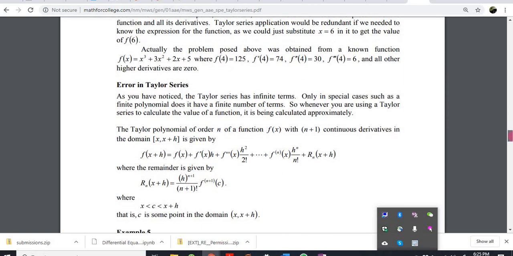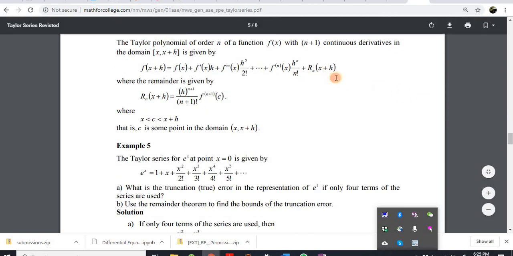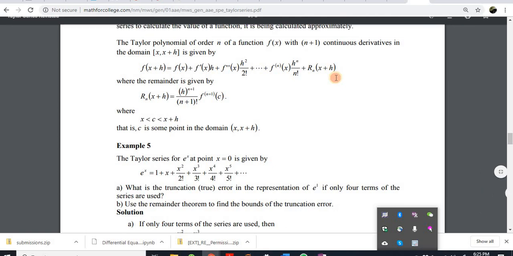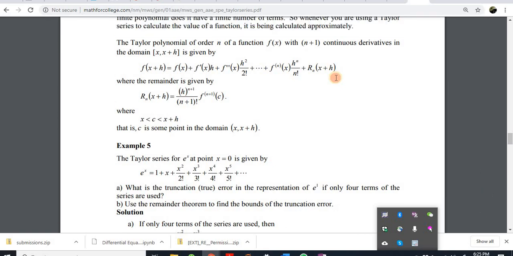Now there's also an expression for error, because of course, whenever you have a numerical approximation to something, there's going to be error, and there's an expression for the error. If I take this expression, I actually have n plus 1 terms, because I'm starting with h to the 0, h to the 1, and so on, up to h to the n. So I have n plus 1 terms here.